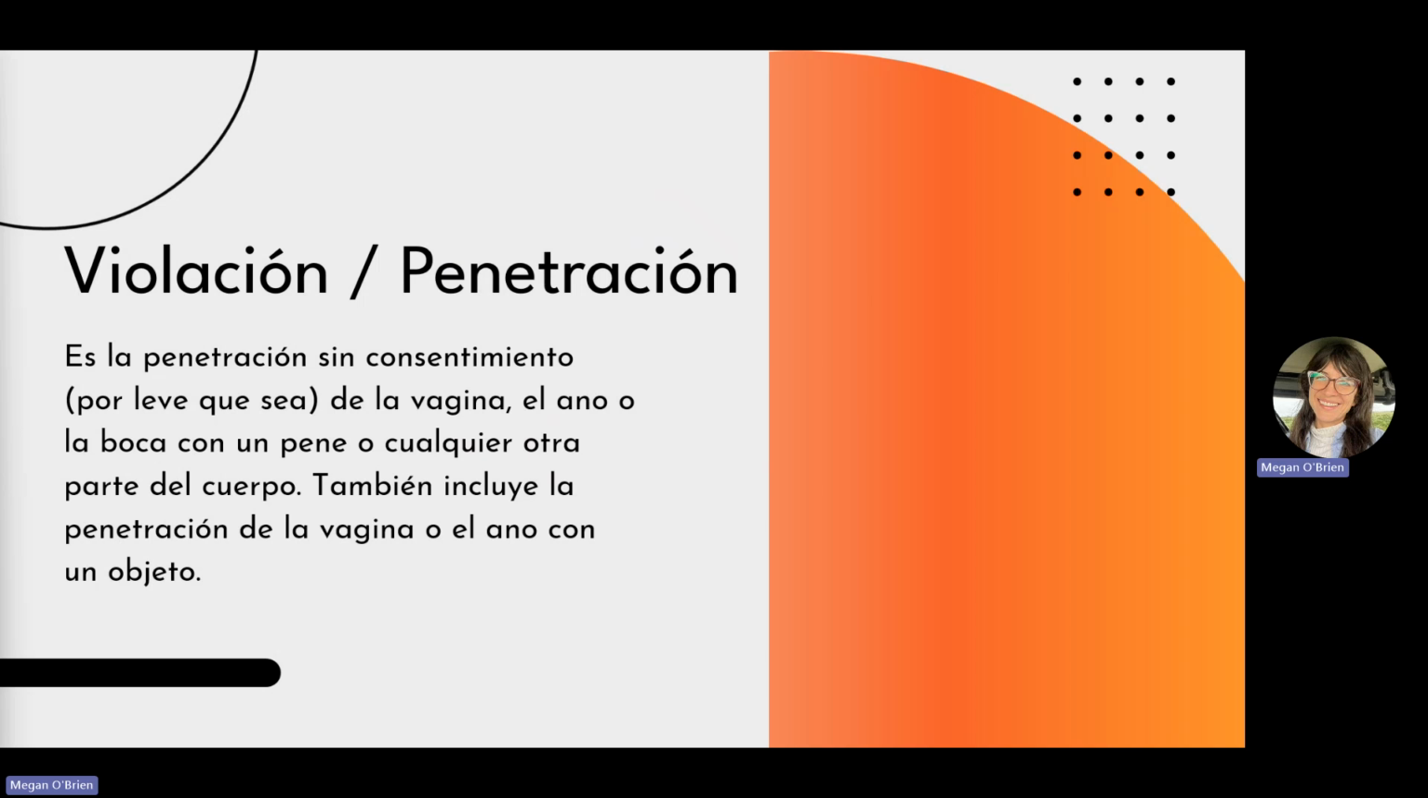Apologies. It includes penetration of the vagina or anus with an object. So, just to reread that definition to you, rape is the non-consensual penetration, however slight, of the vagina, anus, or mouth with a penis or other body part. It also includes penetration of the vagina or anus with an object.